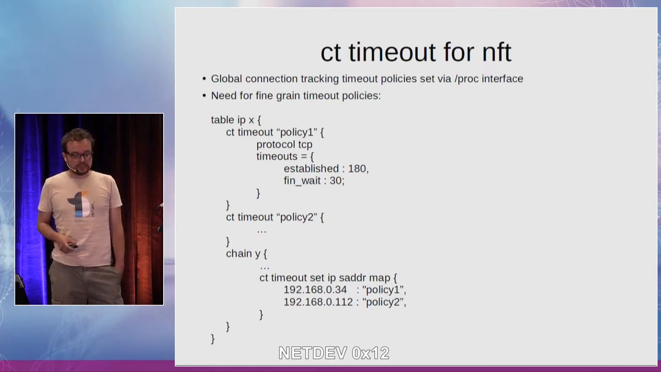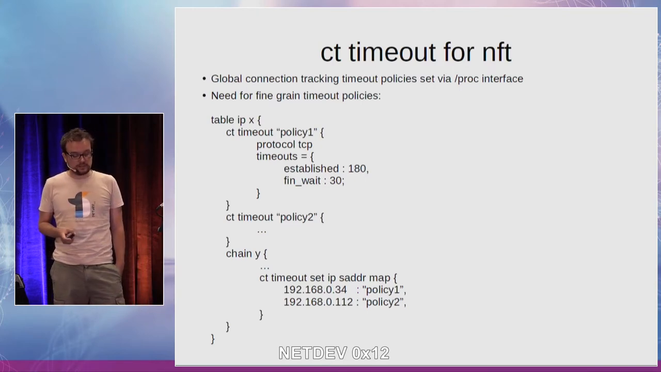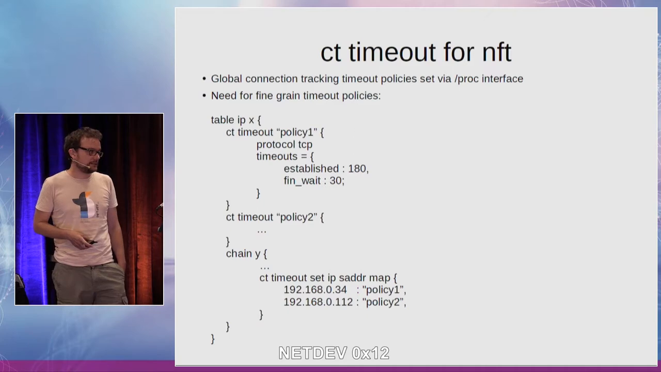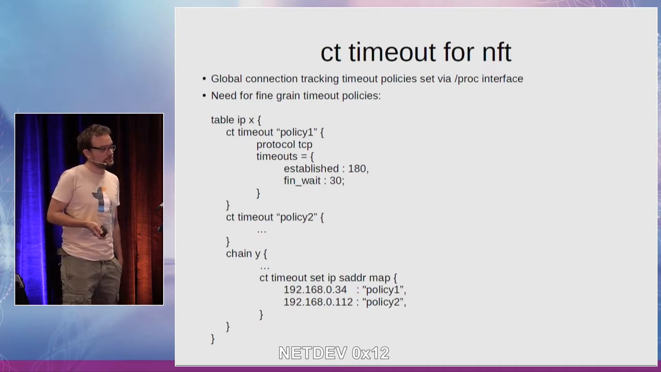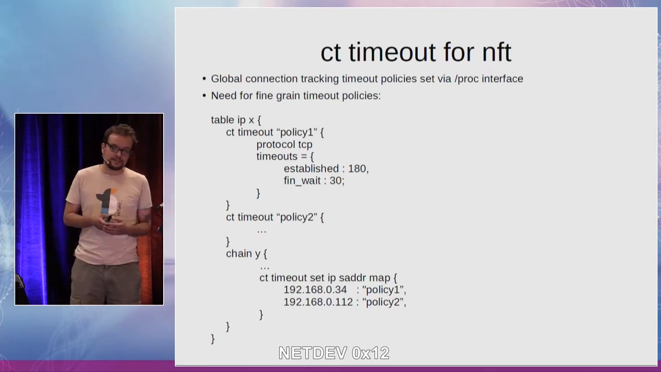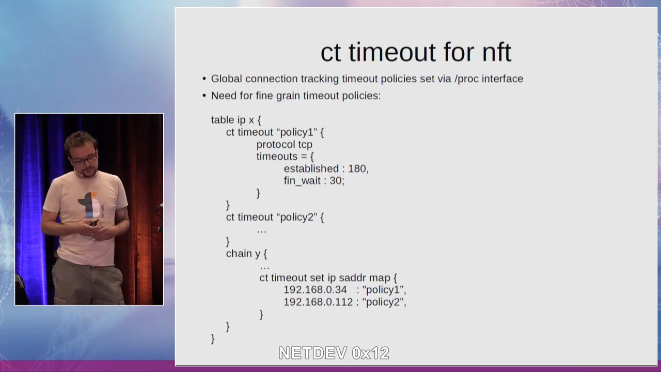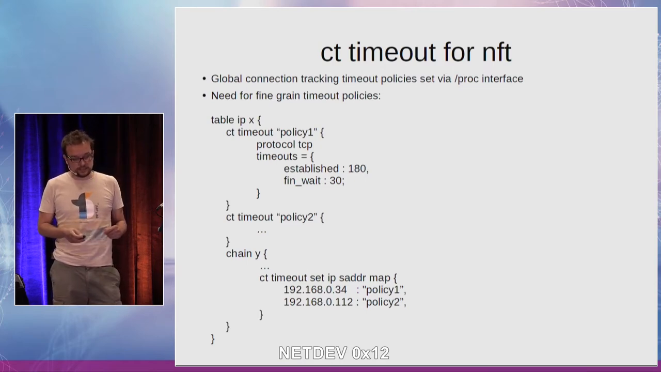You could also define policy two, and then again, you can look up the policy using maps very quickly. So the ct timeout that is going to be applied is based on the IPv4 source address, and then we take the policy that applies. We could not just use the IPv4 source address, but also any concatenation, any key that is actually supported by nftables. So it's a very fast way to look up policies and apply them.